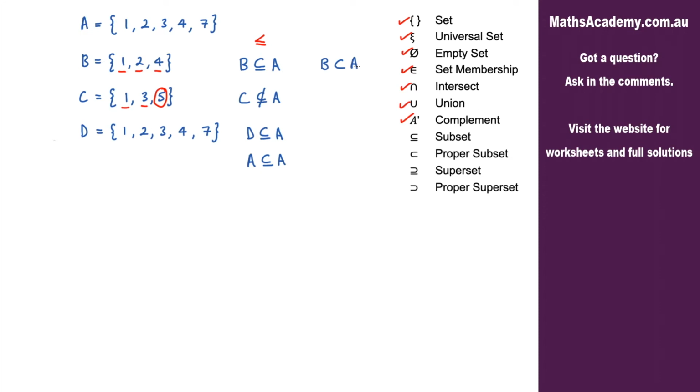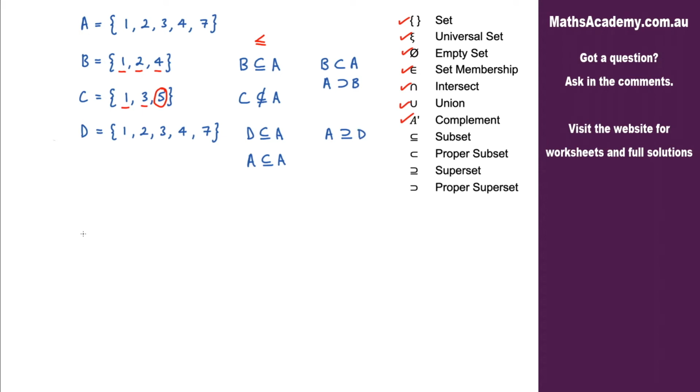What about supersets? Well, that just means flipping it over. So if B is a proper subset of A, what we can say is that A is a proper superset of B. So we've just flipped that thing over. When we go down to here, what we can say is that A is a superset of D.